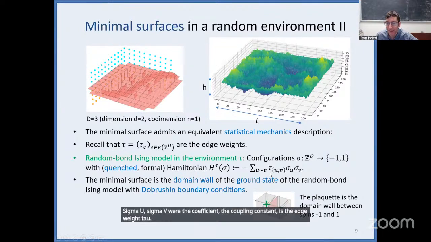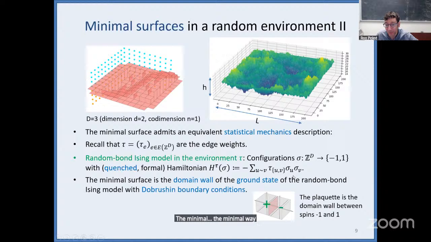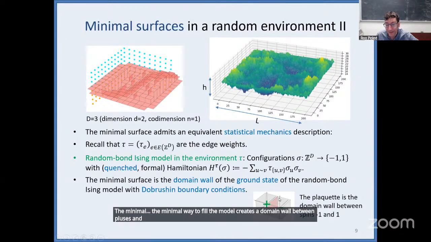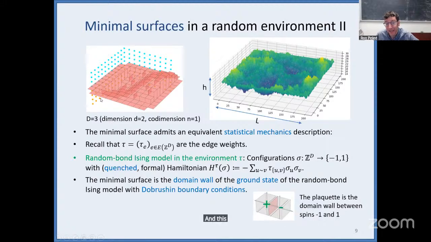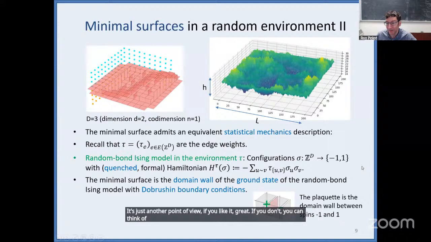The minimal way to fill the model creates a domain wall between pluses and minuses, and this domain wall is exactly the minimal surface. So what we explained earlier to be the minimal cut in a network is the same as the ground state of a random bond Ising model. It's just another point of view. If you like it, great. If you don't, you can think of the other one, but it serves to motivate further.